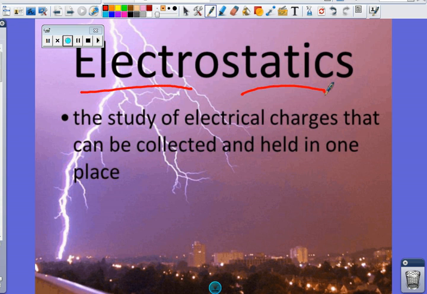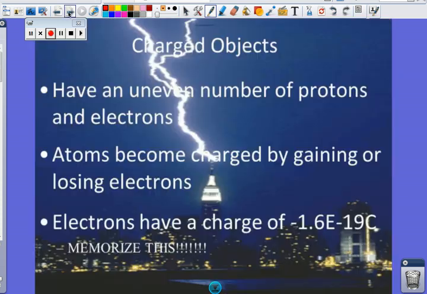What does this mean? Well, electro is charge, and statics is in place. They're not moving yet. Now, they will move under certain circumstances, but right now we're looking at charge in place. Where do these charged objects come from?